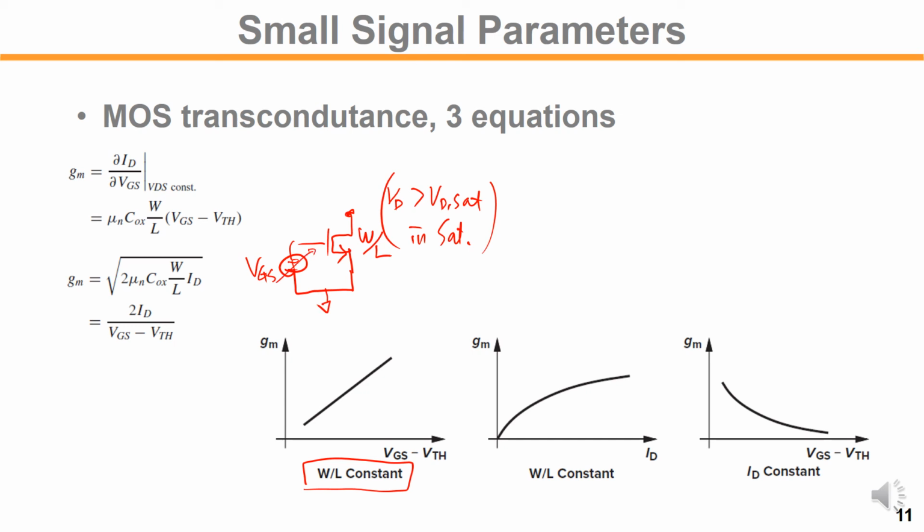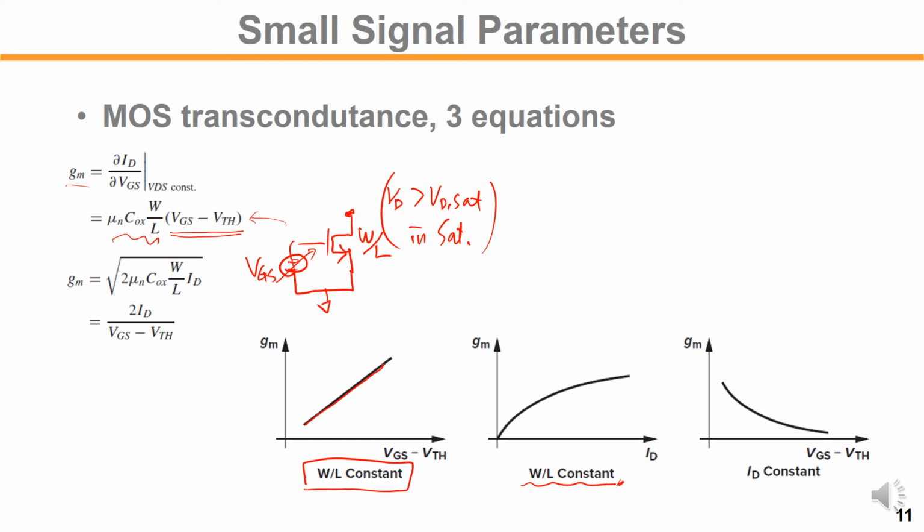If we increase the VGS, then what will happen? We know that the current will increase by the square law model. What about the GM in that case? For the fixed W over L, what you are changing is VGS, right? In that case, GM increases linearly according to VGS. So it is a linear increase in GM.